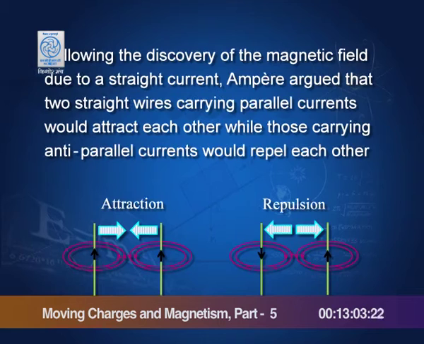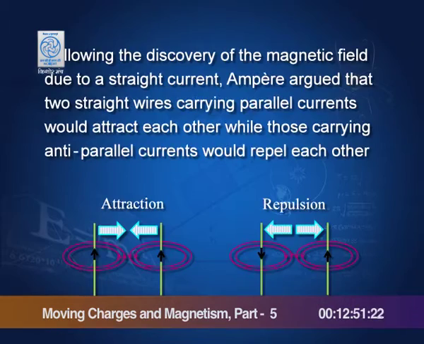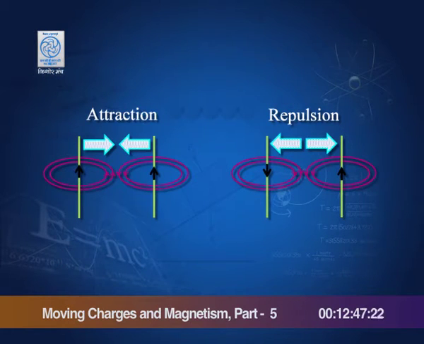Following the discovery of the magnetic field due to a straight current, Ampere argued that two straight wires carrying parallel currents would attract each other, while those carrying currents in opposite directions would repel each other. You see, these are the two wires carrying current in the same direction, there is attraction between them, and here are two wires carrying current in the opposite directions, and they repel each other.